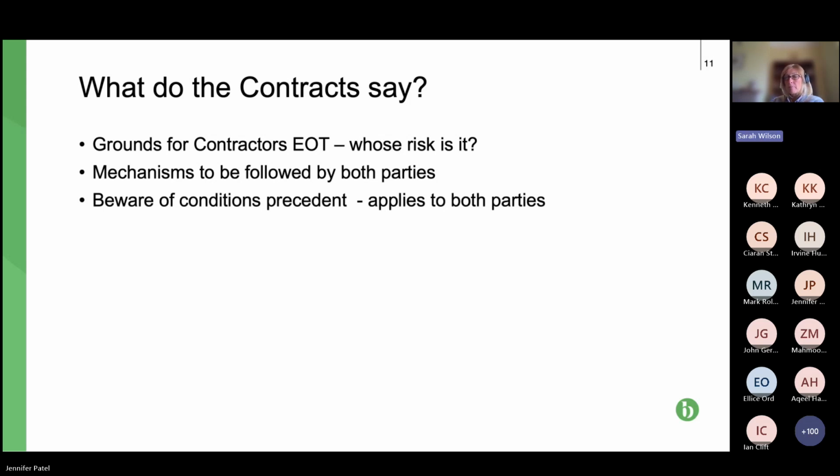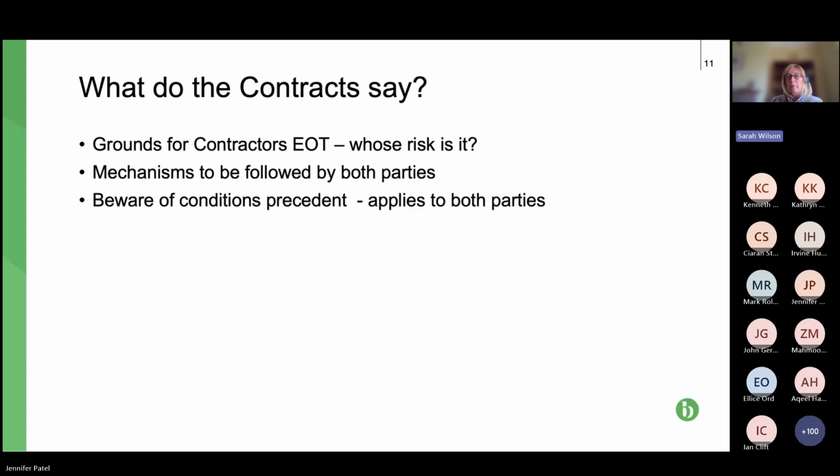All of the contracts, so we're talking about JCT and NEC here, have grounds for contractors' extension of time. So that's whose risk, who bears the risk for the different grounds. Obviously, they are all subject to amendment, and we're seeing NEC being heavily amended in the way that JCT is. Both contracts contain mechanisms for the parties to follow. So that's basically a process. What do you do the day that you find out, or the day that you think that the project is going into delay for whatever reason?